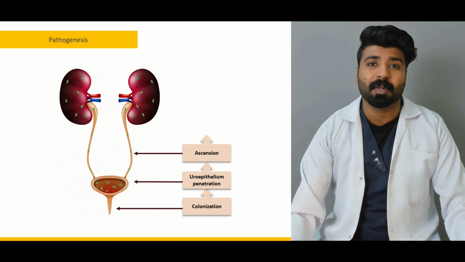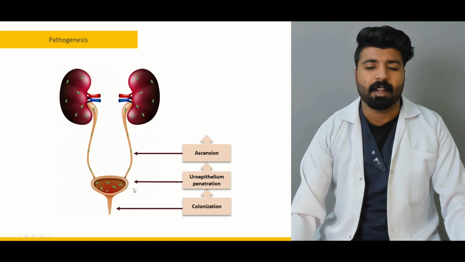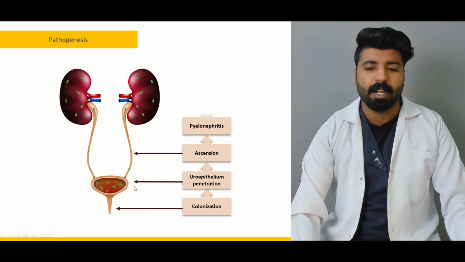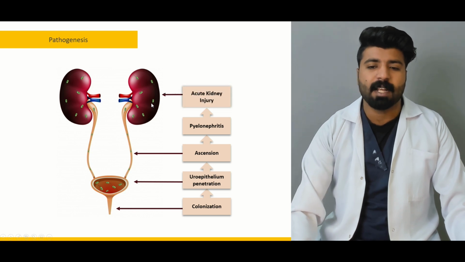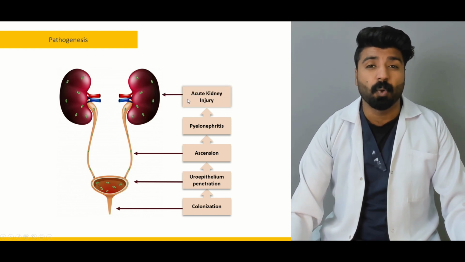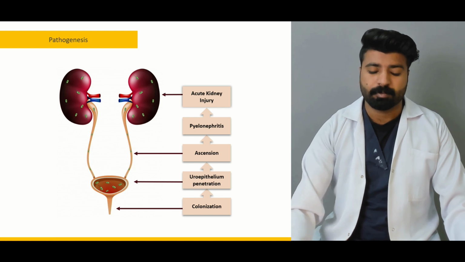More of the female ratio gets affected because of the short urethra they have, 4 centimeters of it. So, uroepithelium is penetrated, infection propagates here. But if it starts ascending, if ascension comes in, it goes into the kidneys and causes pyelonephritis. And next on, it can also lead to acute kidney injury in which there's too much destruction, there's too much tubular obstruction, and it might lead to sepsis.